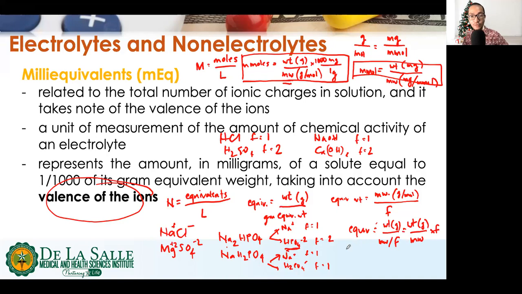Okay? Now, if we want milliequivalents, then we have weight of the substance in gram divided by molecular weight times factor times 1,000. Again, the 1,000 is simply the conversion factor to convert gram to milligram. Okay? And so that is actually what we mean by milliequivalents.